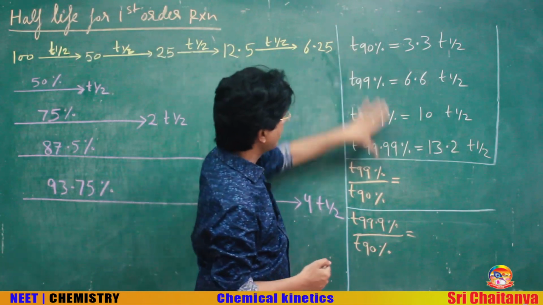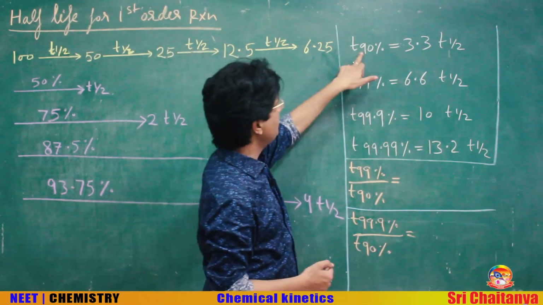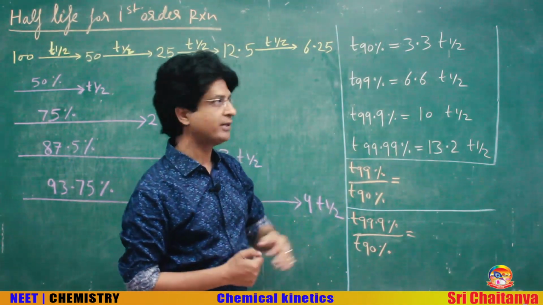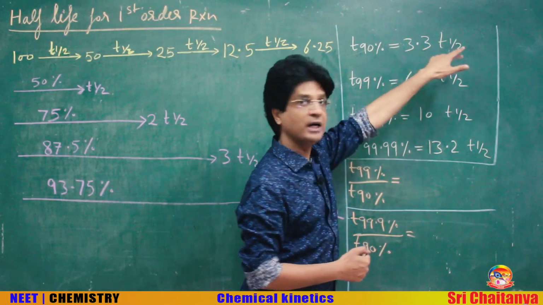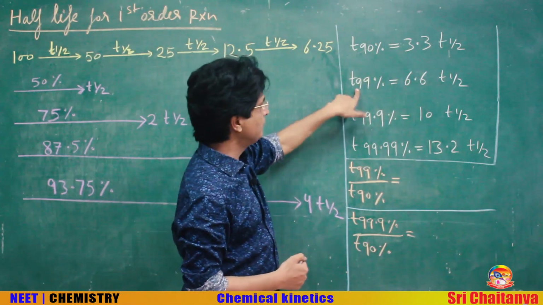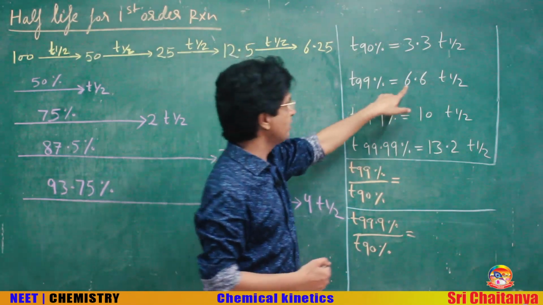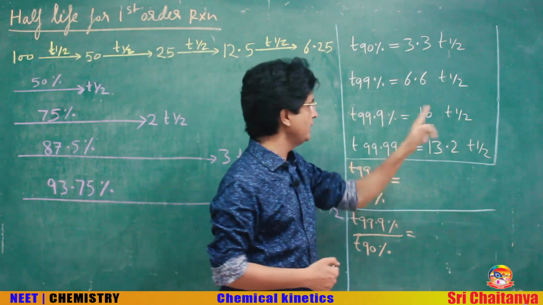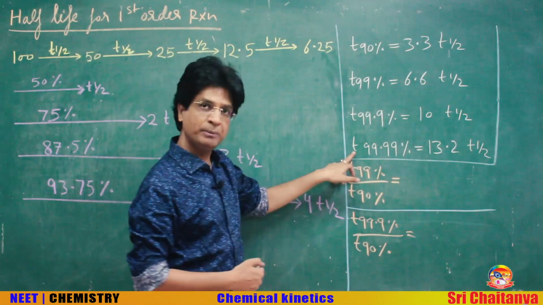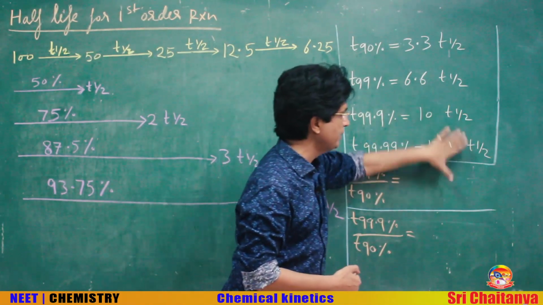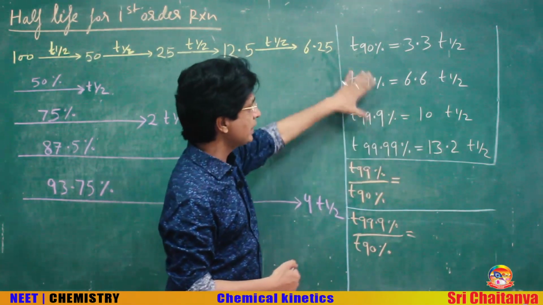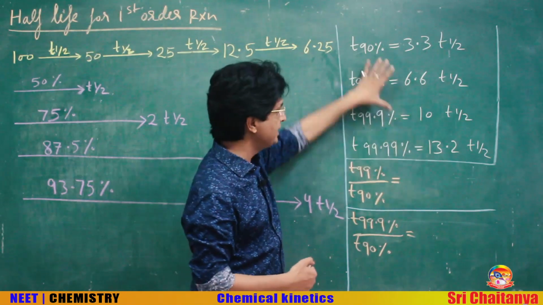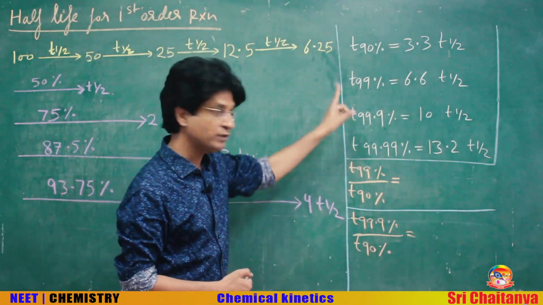Now see, some more data, but very crucial data. The time taken to complete 90% reaction, t 90%, is equivalent to 3.3 half-lives. Time taken to complete 99% reaction is equal to 6.6 half-lives. Time taken to complete 99.9% reaction is 10 half-lives. And time taken to complete 99.99% reaction is 13.2 half-lives. In the previous 12-13 years, NEET has asked some 6 or 7 questions directly or indirectly on this aspect. So this is very crucial.